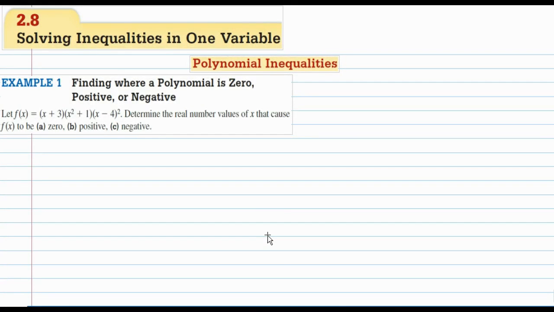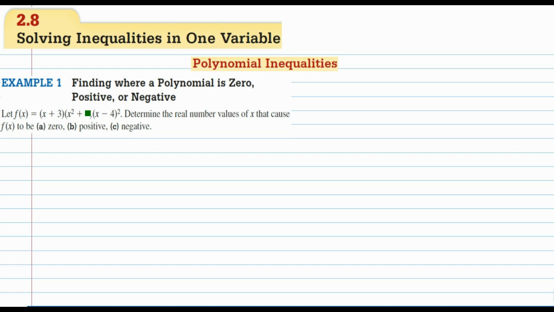This is the screencast for section 2.8, example 1. We're going to find where a polynomial is 0, positive, or negative. So here is the polynomial f of x equals (x plus 3)(x squared plus 1)(x minus 4) squared. So you can already tell what the zeros are.